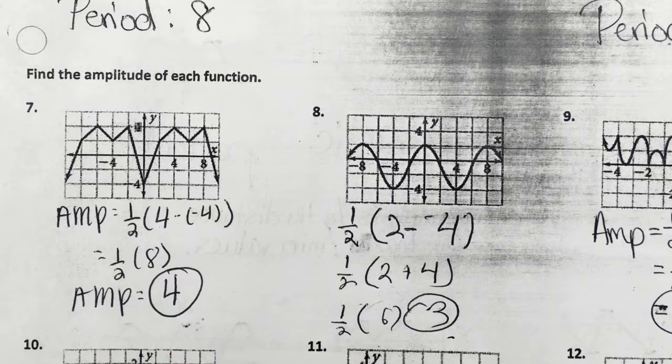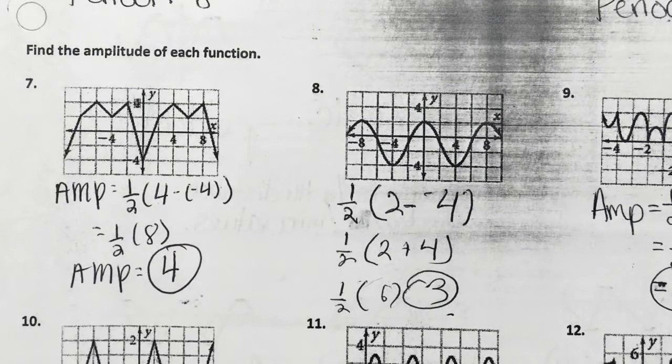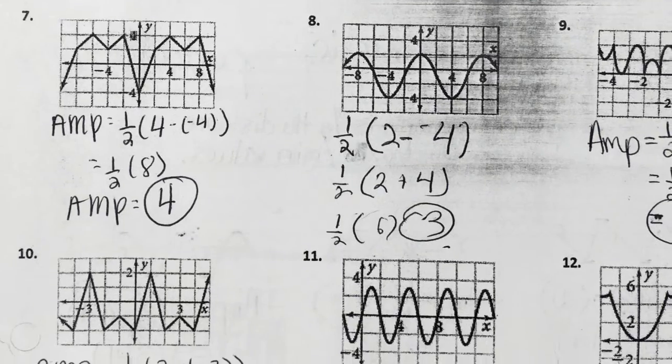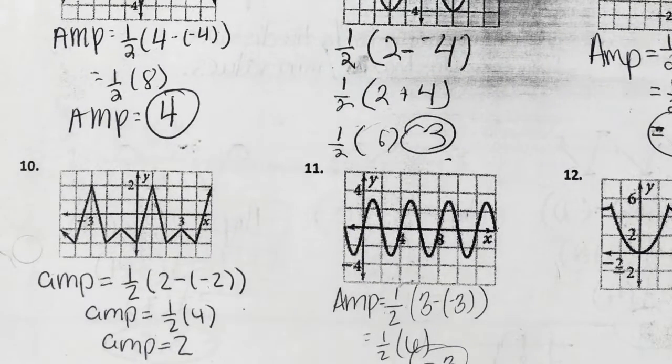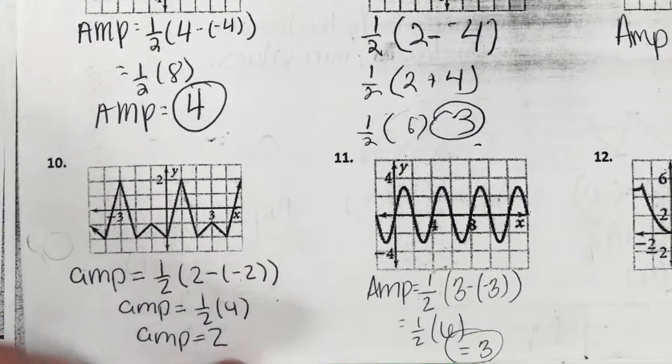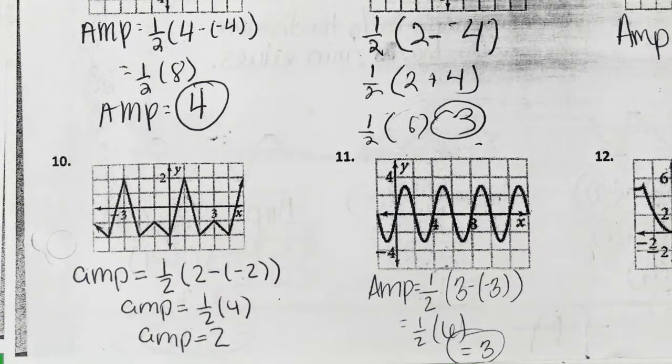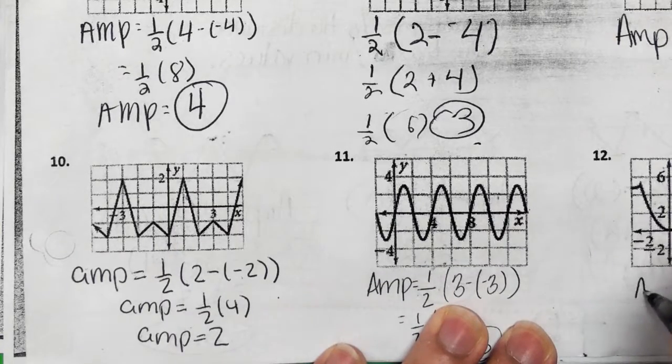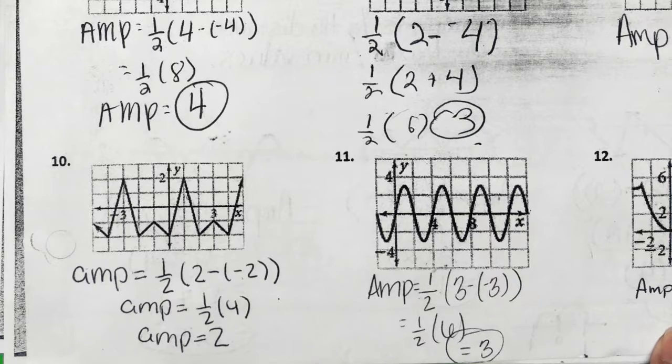Alright guys, 7 you should have gotten 4, 8 you should have gotten 3. Y'all okay on those? And then let's slide this up so y'all can see the other ones. Alright, 10 you should have gotten 2. And 11 you should have gotten 3. And then Oscar's going to number 12 right now for us. Check your answers, make sure you're okay on all this. It's pretty easy stuff, right?